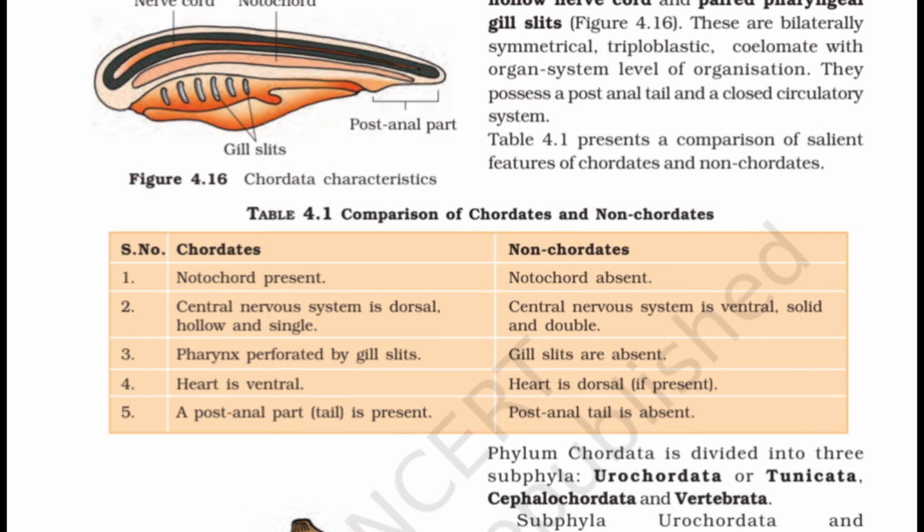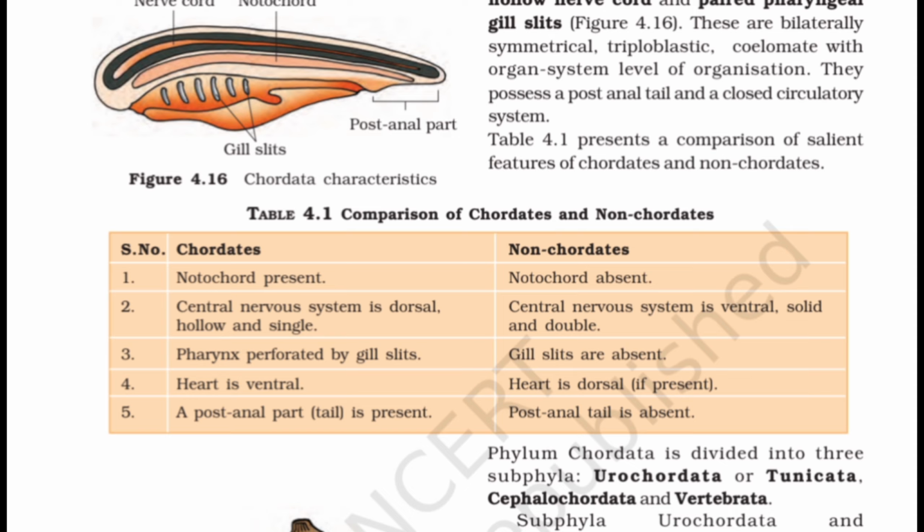Chordates: notochord present. Non-chordates: notochord absent. In chordates, the central nervous system is dorsal, hollow and single. In the non-chordates, the central nervous system is ventral, solid and double. In the chordates, the pharynx is perforated by gill slits. But in the non-chordates, gill slits are absent.